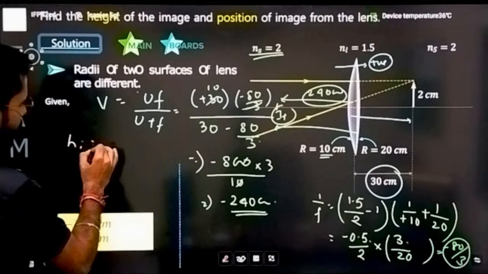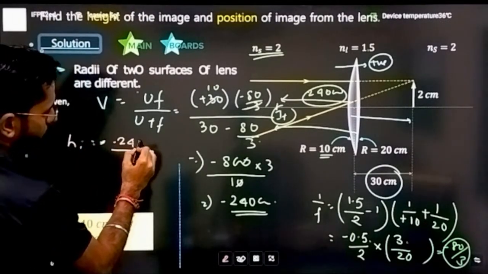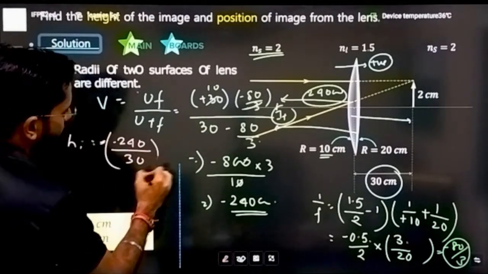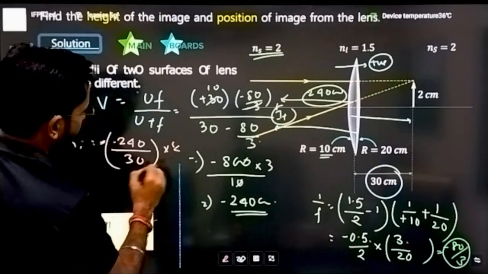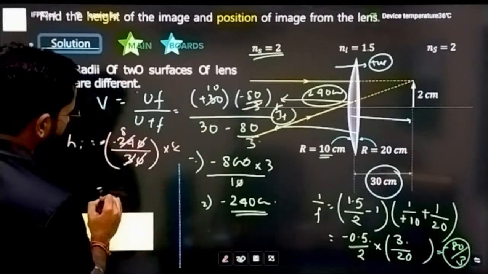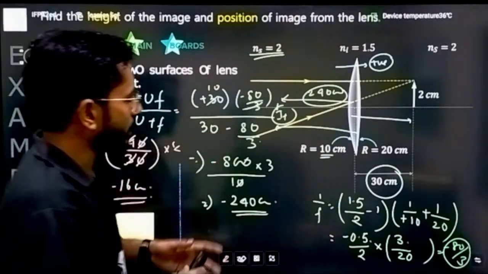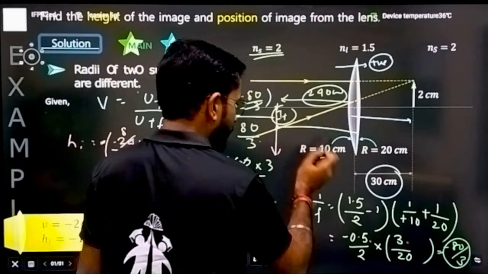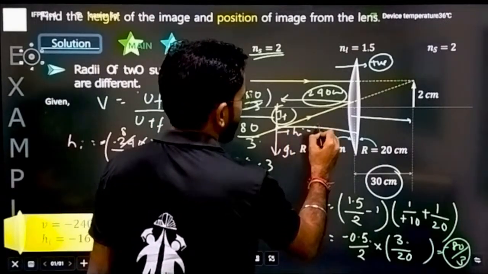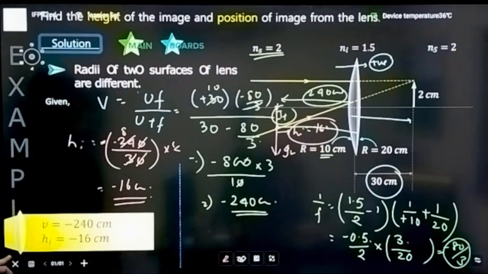You will say height of image is equal to v by u. V is how much you have calculated, sir? Sir, it is minus 240. U how much have you calculated, sir? Sir, it is given as 30. Into height of object, how much, sir? It is 2. Solve. It will come as 8. Answer will become minus 16 centimeter. That means what you can comment about it: the image is forming somewhere here. Image is again magnified, but the image is inverted. Height of image is given as 16 centimeter. Correct?